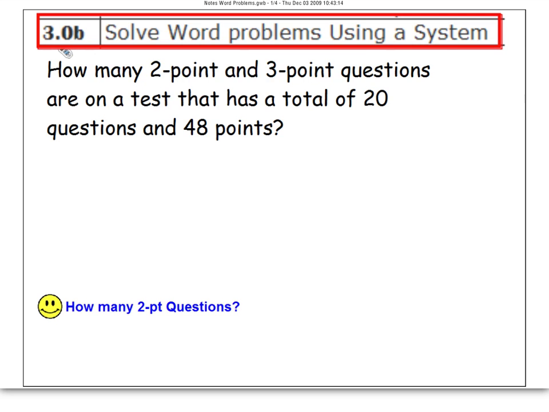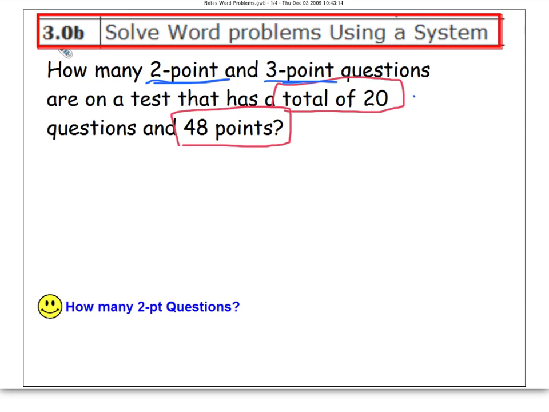Here it says, how many 2-point and 3-point questions are on a test that has a total of 20 questions and 48 points? Well, what I know about this test is there's a total of 20 questions and a total of 48 points. So to solve a system when there's two unknowns, and our two unknowns here are 2-point questions and 3-point questions, you need two equations. The first thing I like to do is write down the unknowns. What do they want us to find?